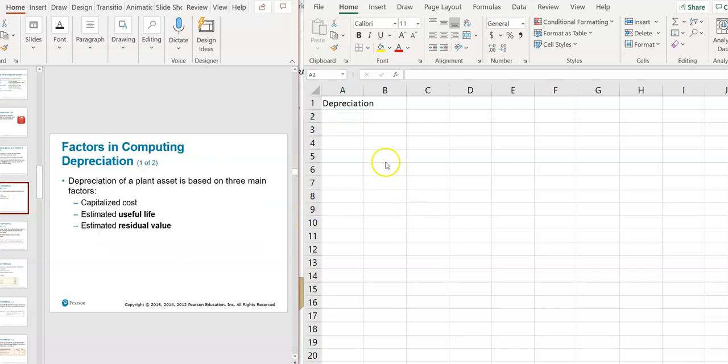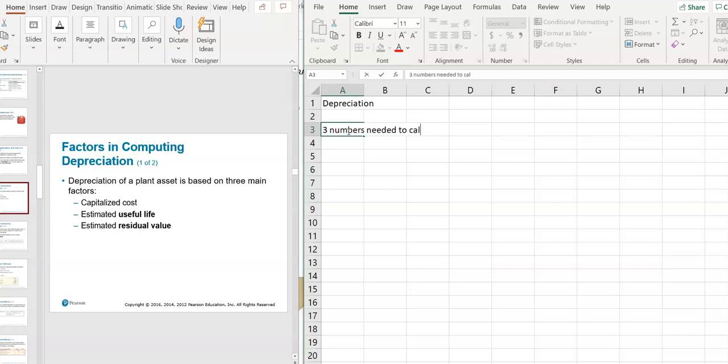Okay. So there are three amounts, three numbers generally, that we need to calculate depreciation. We need the cost, the useful life, and the residual value. I sometimes call this salvage value. So if you hear me use the word salvage value, it's the same thing as residual value.